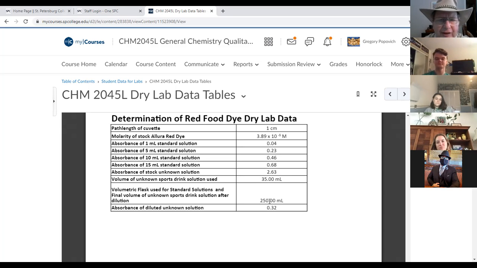In this case, they decided they were going to dilute it about 1 to 8. The absorbance went down. Again, because this number is not accurate, we can't use it. We have to dilute it. This is the diluted sample. This is how much of the diluted sample you added in. The 35 milliliters is the concentrated sample. Does anybody have any questions about the data you're using?